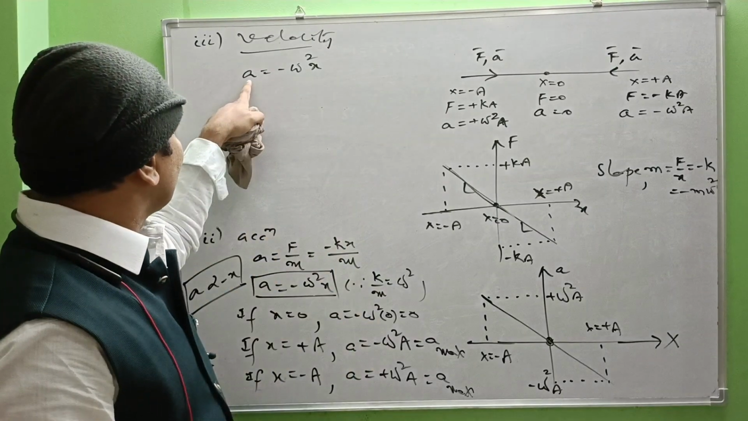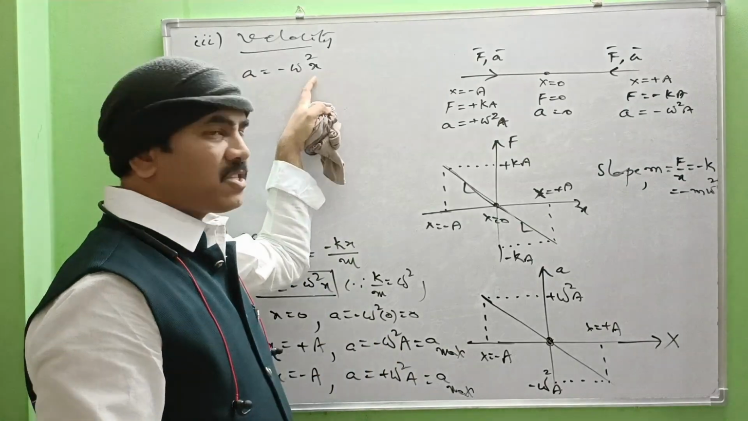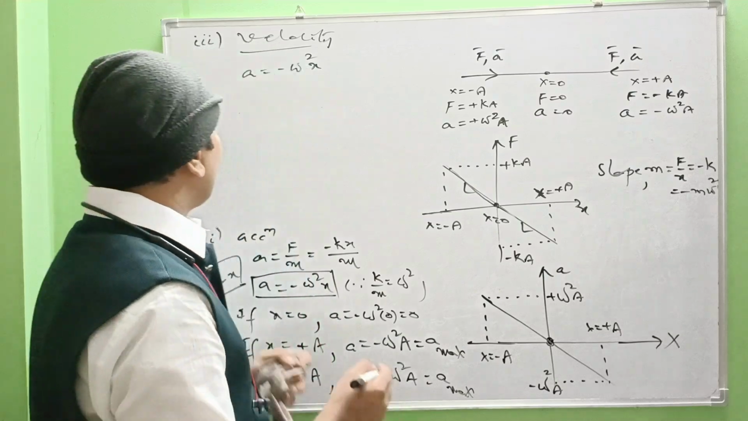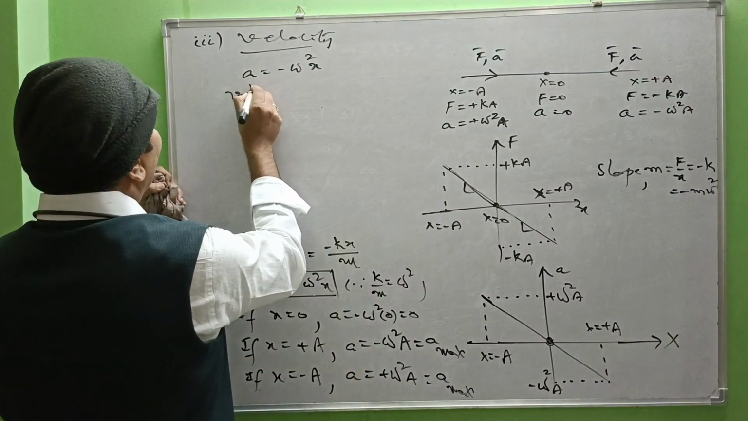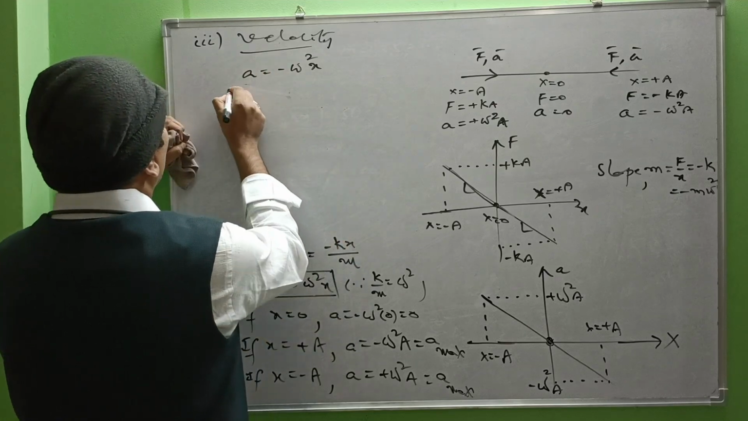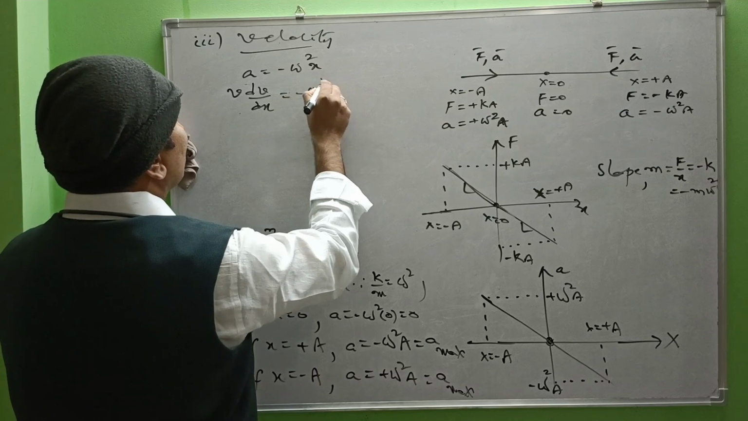Now how to replace acceleration here? If you want to get the variation of velocity with x, a should be replaced by v into dv by dx. Acceleration equals v into dv by dx, that is minus omega square into x.